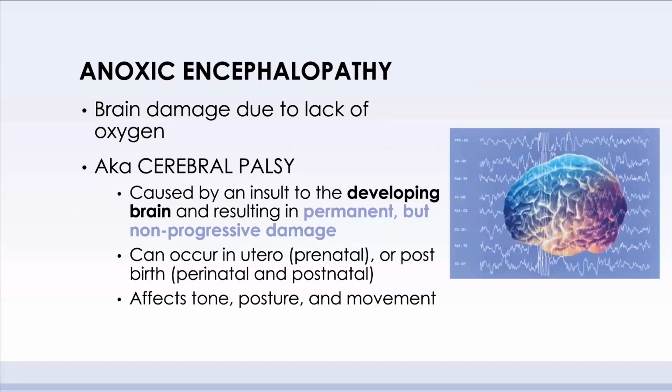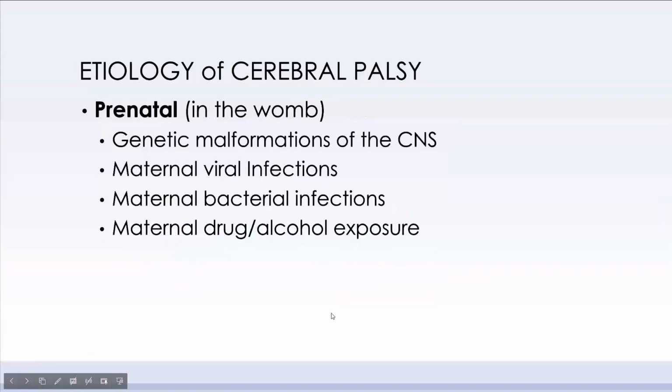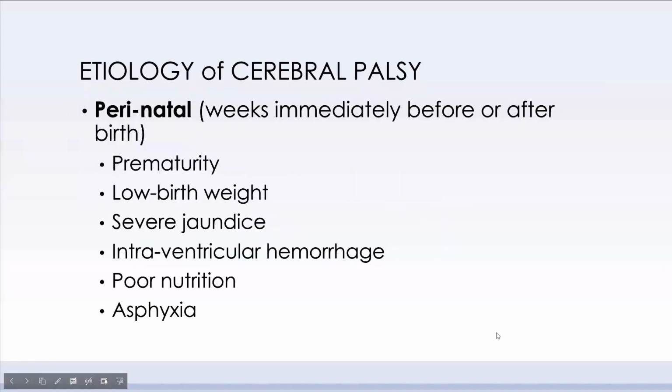With CP, there's been an event that has happened, maybe it's a stroke, okay, that has caused this permanent damage. Let's try to do whatever we can to regenerate that area of the brain and get this patient as typical as possible functioning, okay? It affects tone, posture, and movement. There are many different types of cerebral palsy presentations, just as there are many types of patients within the womb.